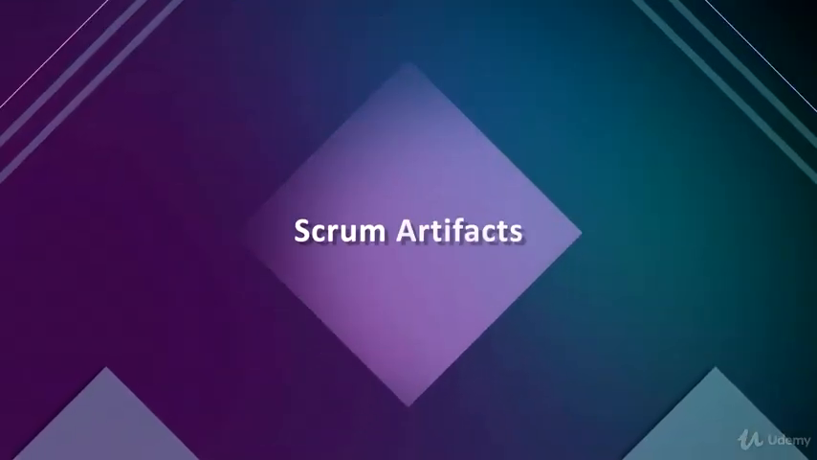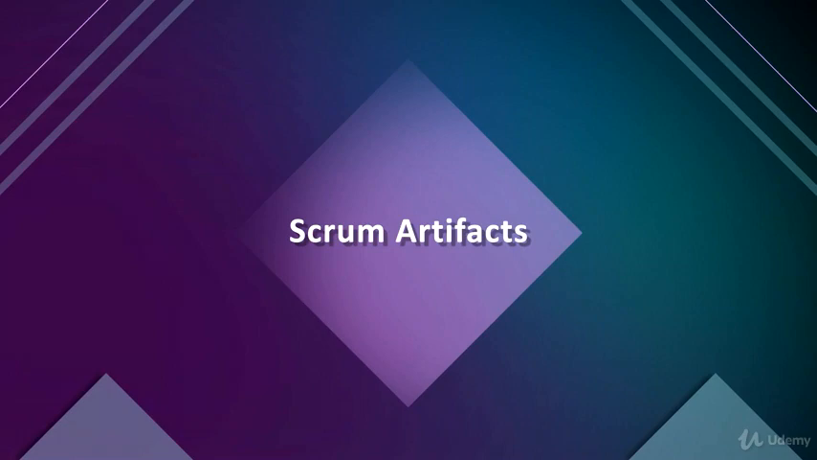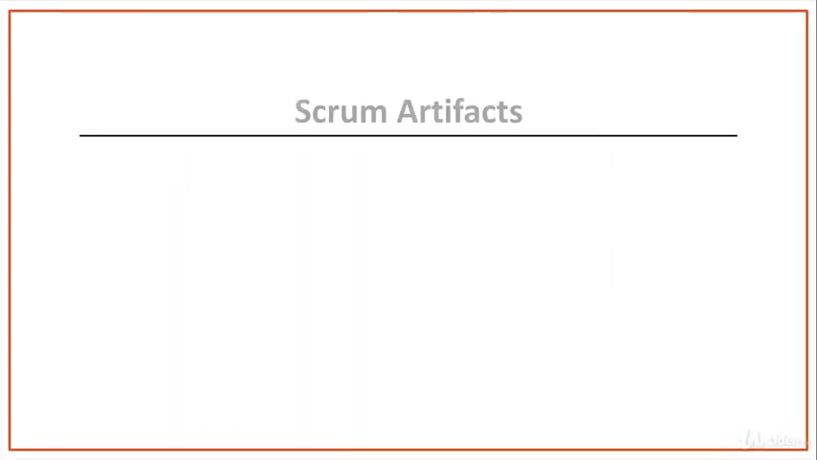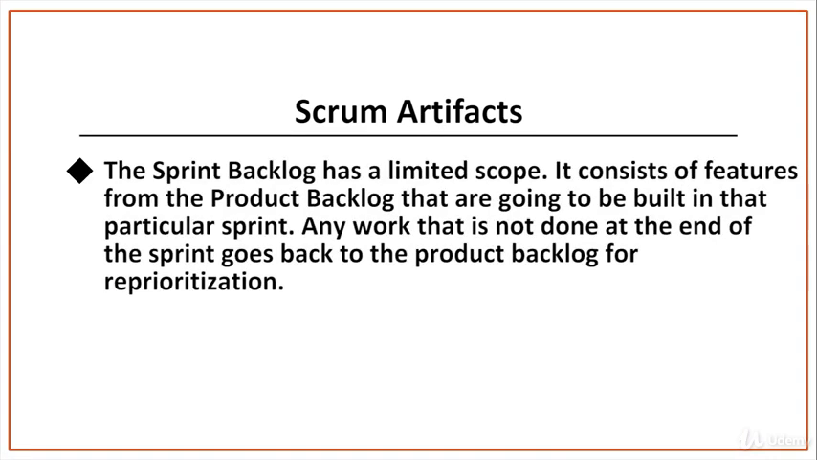Also, Scrum artifacts. The main artifacts that are produced in Scrum are the product backlog, sprint backlog, sprint burndown, and release burndown. The product backlog is an ordered list of all features that a customer might want in the product. The highest priority features are at the top, ensuring that most important and highest value functionality is built first. The sprint backlog has a limited scope. It consists of features from the product backlog that are going to be built in a particular sprint. Any work that is not done at the end of the sprint goes back to the product backlog for reprioritization.